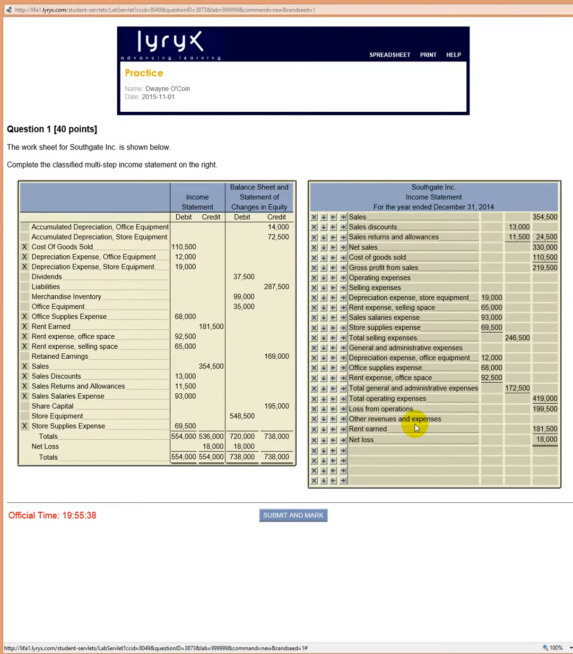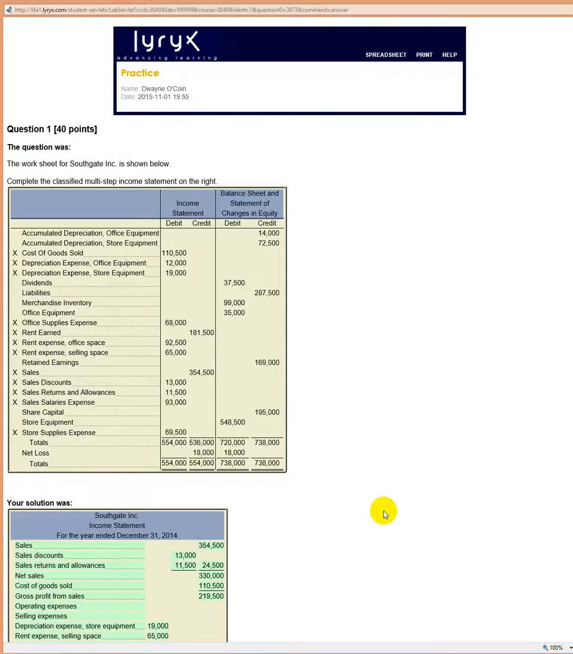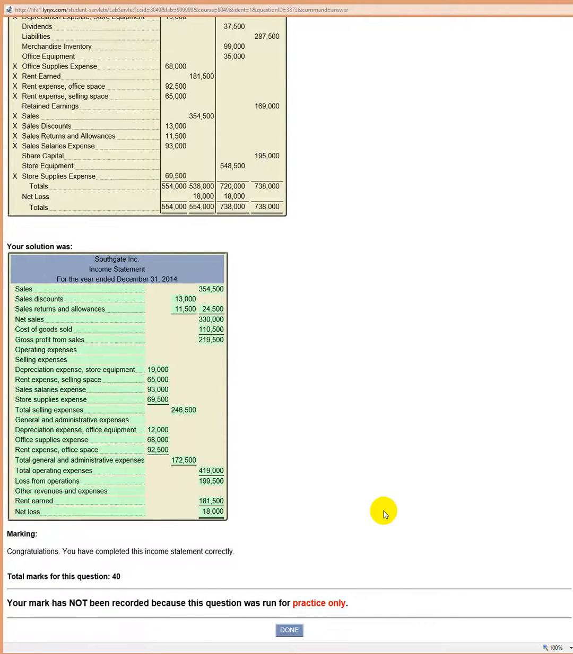And so we essentially use the last income statement from question 1 as our template to build this income statement for question 2. A lot less direction on this one and a lot fewer points, so we only get 40 points for this one. Let's see what Lyrics likes. Lyrics liked our work, so we are done.